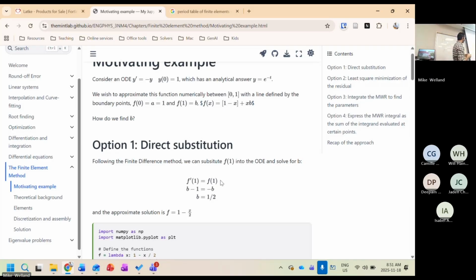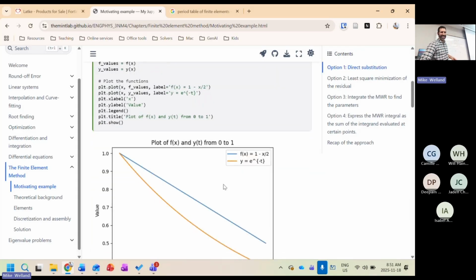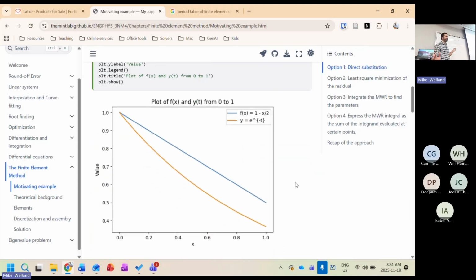Right? Rearrange and solve. Simple, super simple algebra. That means that our approximate solution, you plug this guy back in here, is f of x equals 1 minus x over 2. Who thinks this is going to be a good solution? Obviously, right? Because otherwise it would be a pretty poor example. When you actually plot it, it looks like that.